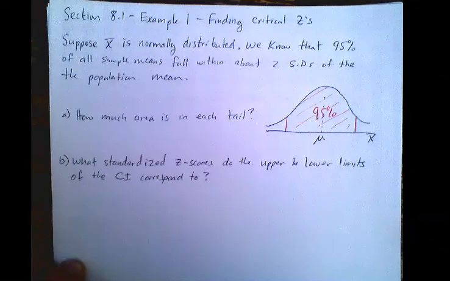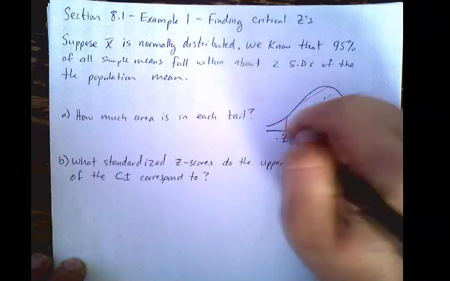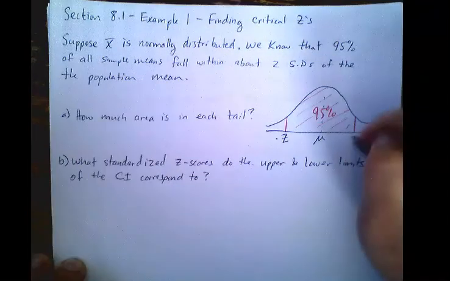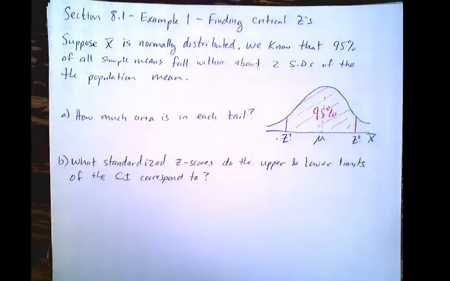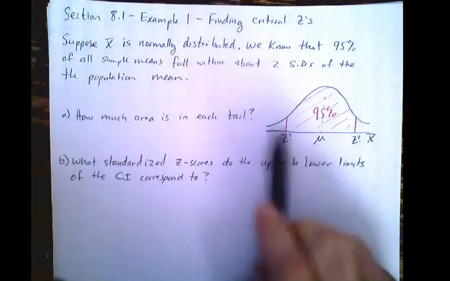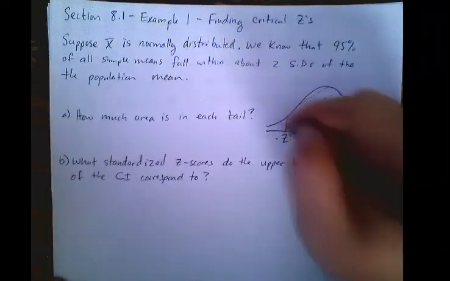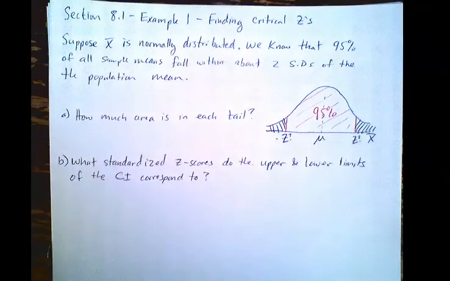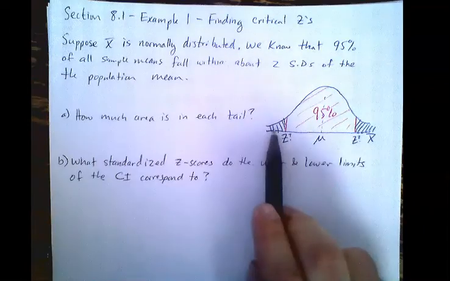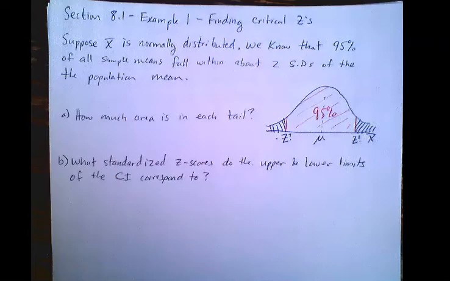So our goal is to figure out what this negative z, or this z-score, is here for this data point, and what the z-score is here for this data point. Okay. So to do that, all we need to know are the areas here and here. So how much area is in each tail? That means how much area is here and here. Well, we know that these areas have to be the same, right? Because the z distribution is symmetric.